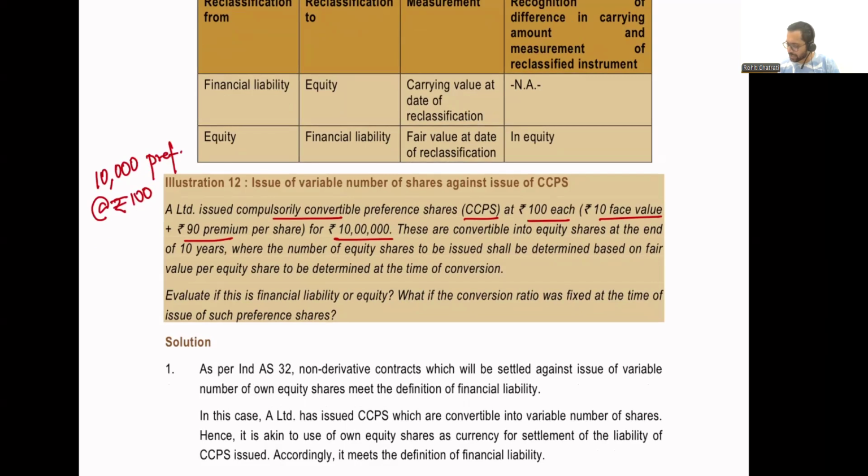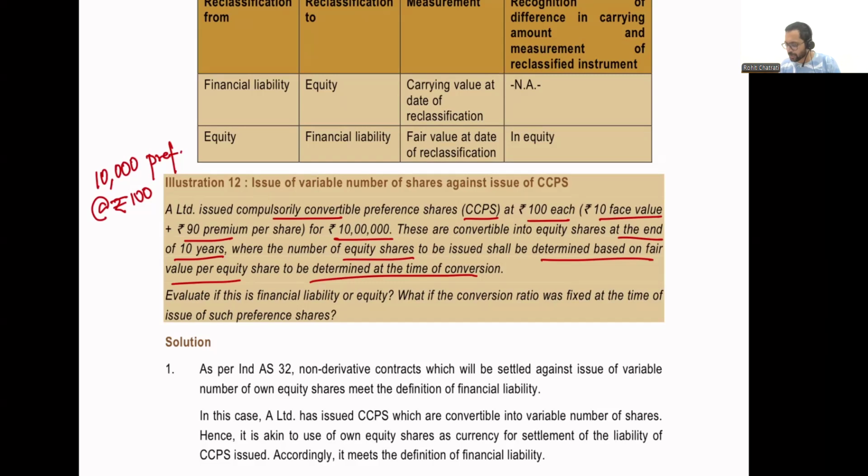These are convertible into equity shares at the end of 10 years, where the number of equity shares to be issued shall be determined based on the fair value per equity share to be determined at the time of conversion. So the number of equity shares into which these preference shares will be convertible is not known. The conversion ratio is not known. What we will do is determine it on the date of conversion. At the time of conversion, we will calculate the fair value per equity share, and depending on that, we will actually issue equity shares.